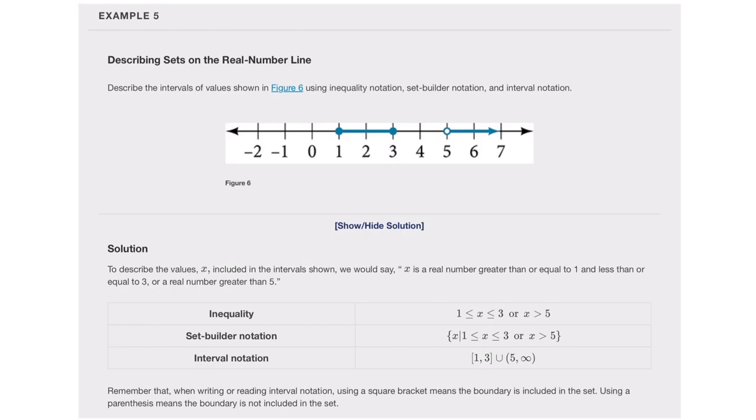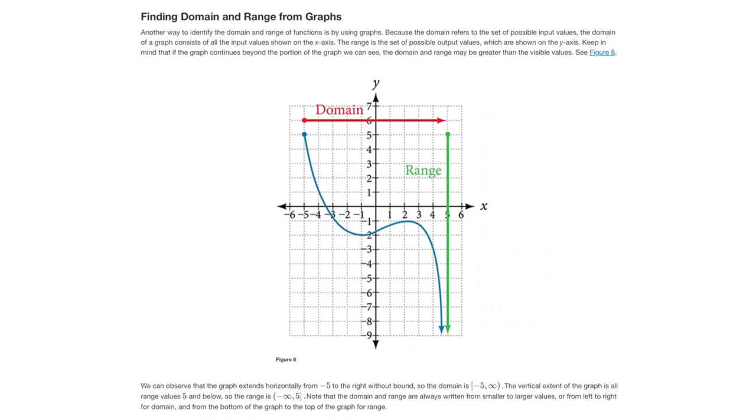So another way to identify domain and range of a function is by using its graph. Because the domain refers to the set of possible input values, the domain of the graph consists of all input values shown on the x-axis. And then the range is the set of possible output values, which are shown on the y-axis. And you do have to keep in mind that the graph continues beyond the portion that we can see. The domain and range may be greater than the visible values, right?